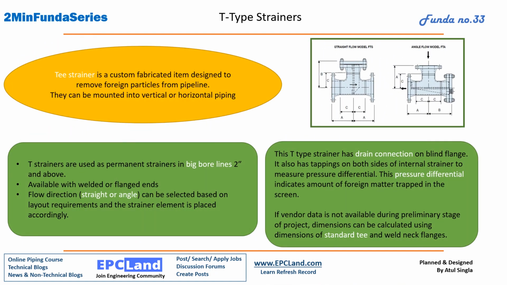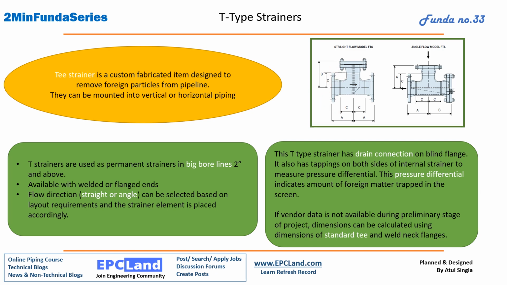T-type strainers. These are custom fabricated items designed to remove the foreign particles from the pipeline. Okay, if you see, this can be mounted in vertical or horizontal piping, so we are getting complete flexibility here in the piping system. T-type strainers are also used as permanent strainers, mostly for 2-inch and above line sizes, available with welded or flanged ends. These are available in both the scenarios.